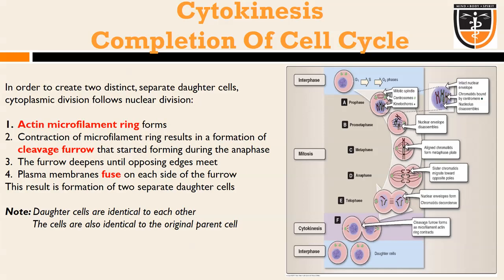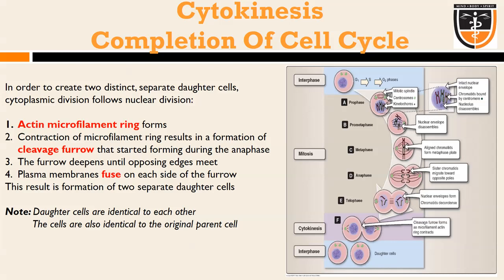However, we're not still done yet. Yes, we have two cells that are still attached to each other, like Siamese twins. We have on the side two nuclei separate, but we need to separate the cells. So this process is known as cytokinesis. It's completion of the division of the cells. So what's going to happen? You're going to need to divide cytoplasm.